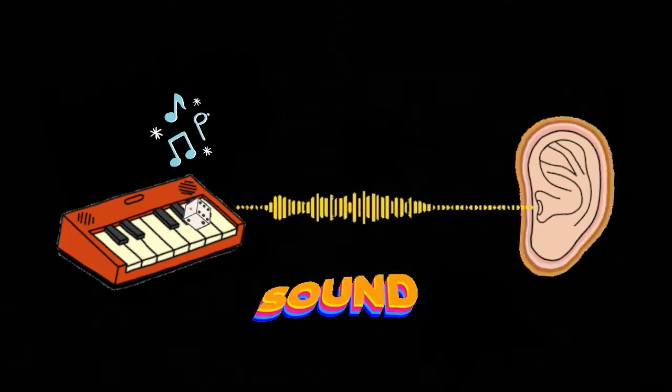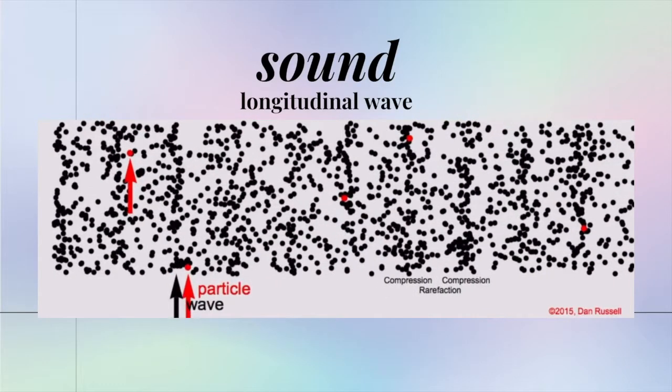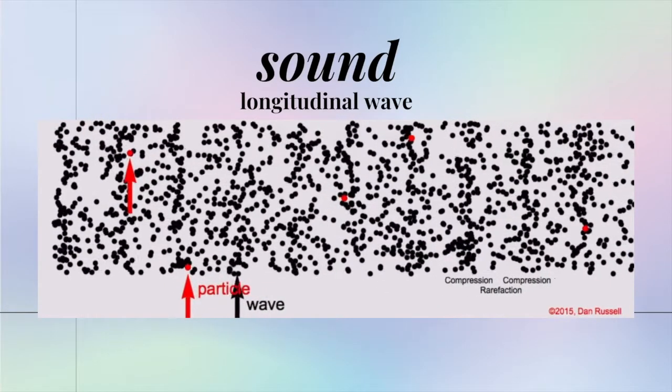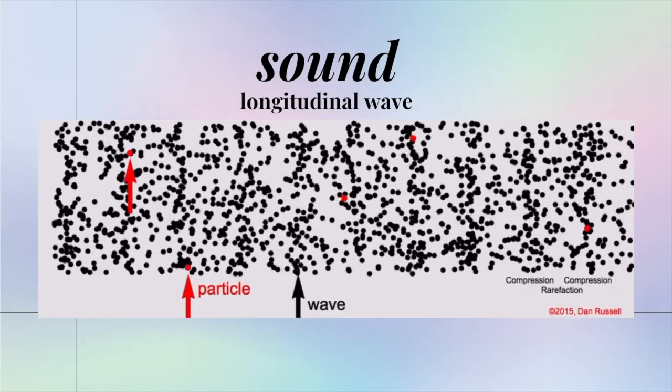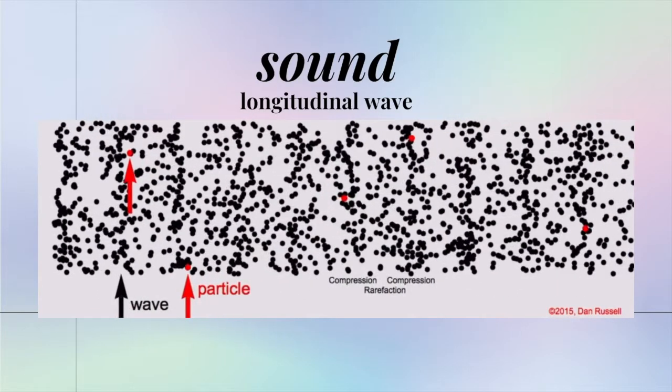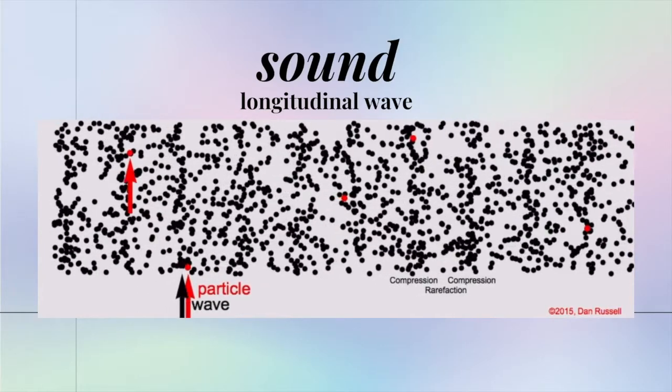Sound is a vibration that propagates as a longitudinal wave. The red dots and arrows here show individual particle motion. The black arrow shows the motion of a wave as the compression of particles moves through the medium.